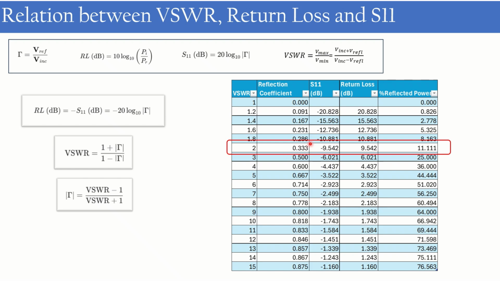If we are feeding the antenna and less than 10% is getting reflected back, we can say it is working in good condition. So this is the condition for the acceptable working performance of the antenna. And I hope you now understand the idea about VSWR, return loss, and S11.